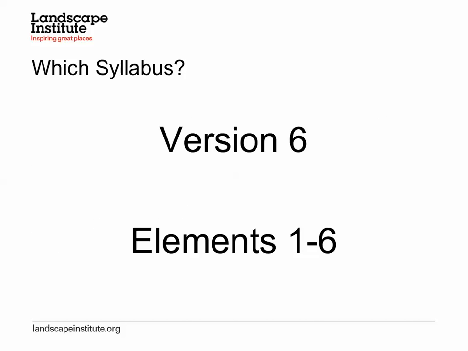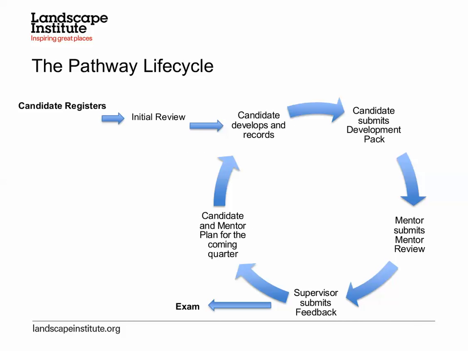I've already said we're talking about version 6 of the syllabus, which has got elements 1 to 6 in it. So you're welcome to stay if you're still on the old syllabus, but that's just what we'll be talking about in this webinar. So the pathway life cycle, I'm assuming that most of you are pretty familiar with it. The candidate registers, I'm assuming you've all done that. And then, of course, there's the initial review. It's at that point that all the candidate's past experience is taken into account. We've then got the candidate developing, recording and submitting a development pack. The mentor submits a mentor review, the supervisor submits feedback, and you essentially go round and round this circle.